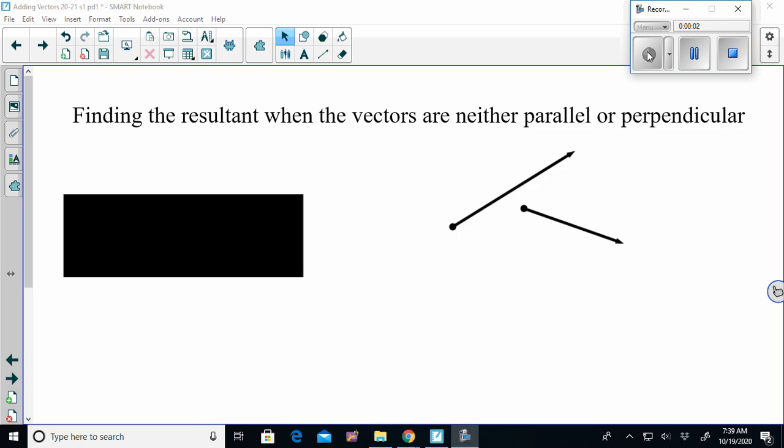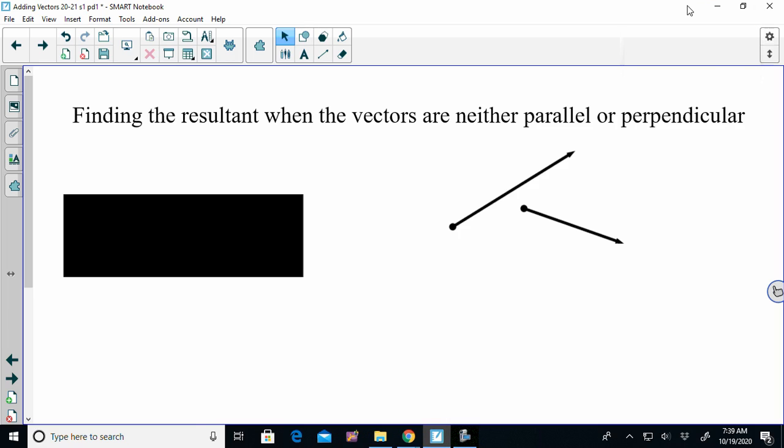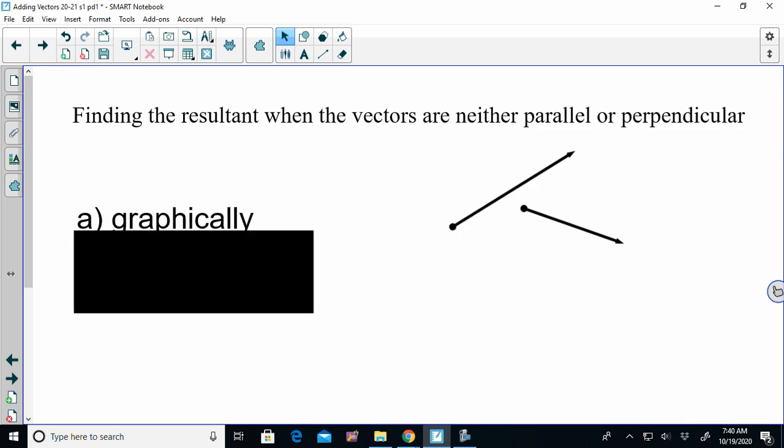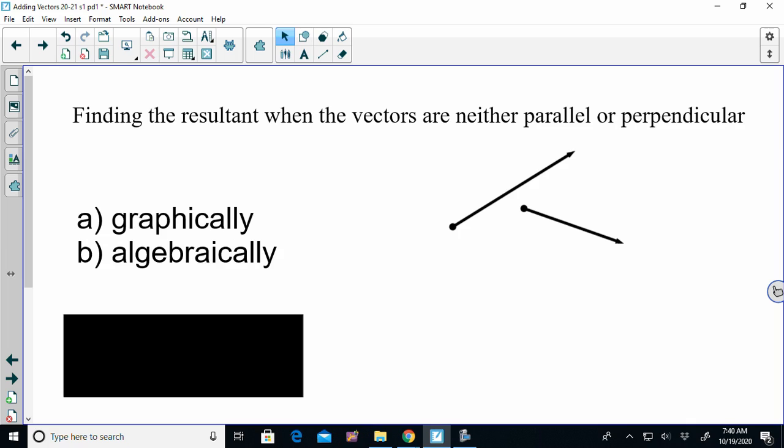We're going to talk about vectors that are neither parallel nor perpendicular. So here are just two random vectors. How can we add those two vectors together to find their result? We've got two ways of doing so: graphically and algebraically. I'm going to show you quickly how to do it graphically, just so you have the idea, but it's kind of long and complicated, so we're going to use mostly, or almost always, algebraically.